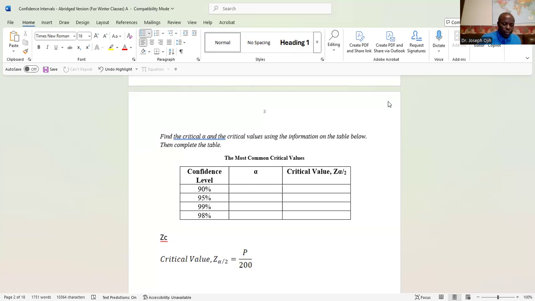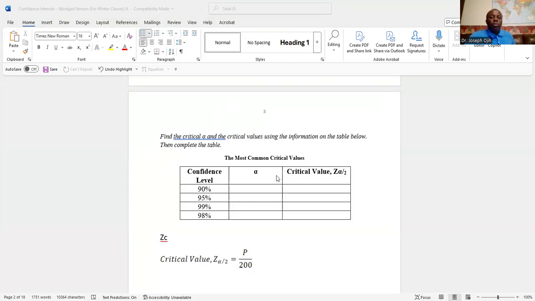Now, let's look at this first question. Find the critical alpha and the critical values using the information here on the table. So this is the information: confidence level, which is 90% to 98%.